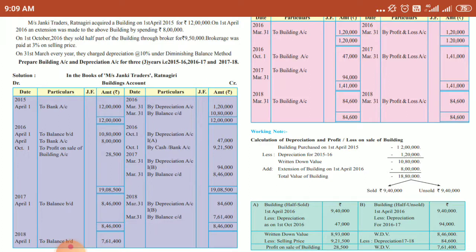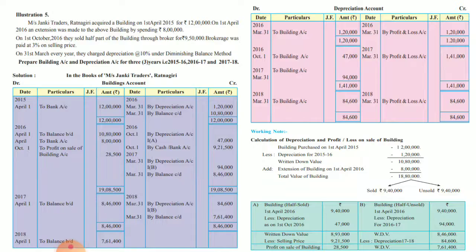Then there was an extension of the building on 1st April 2016. It was for 8 lakh. So the total is 10,80,000 plus 8 lakh, which gives 18,80,000. Now on 1st October 2016, they sold half part of the building through a broker for rupees 9,50,000.